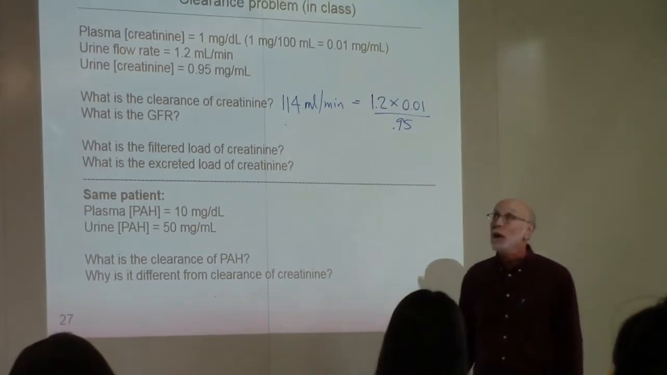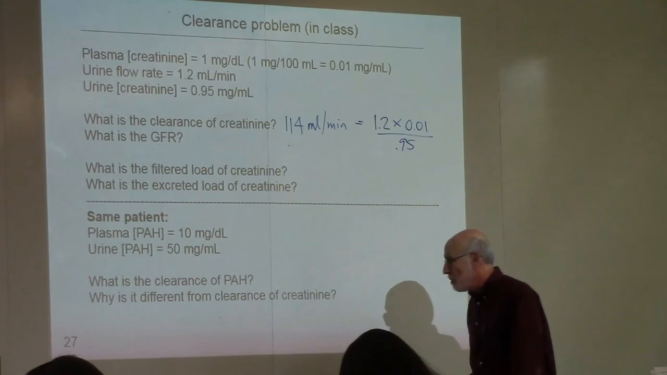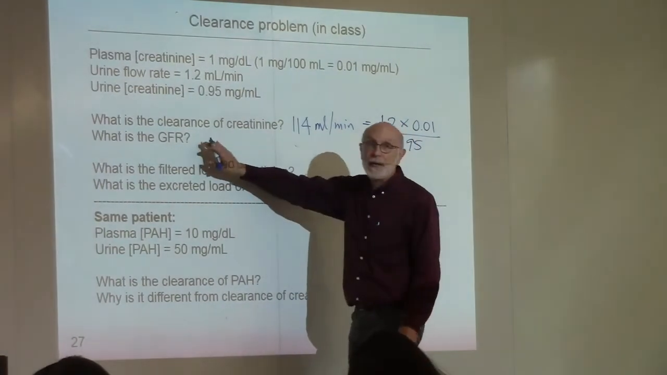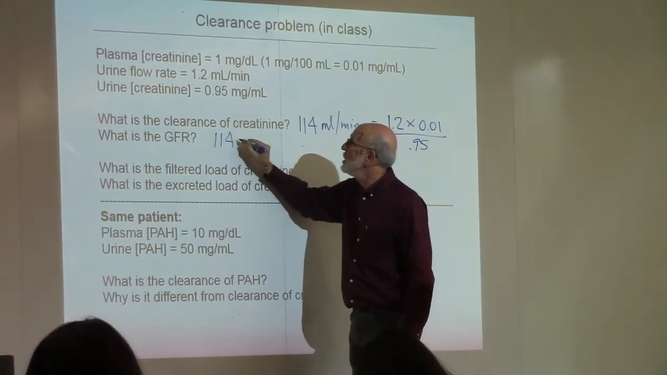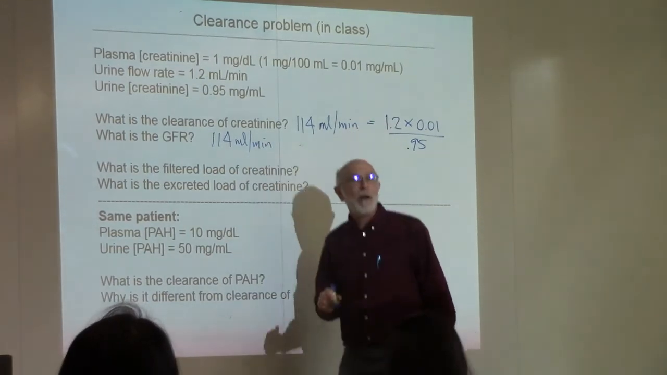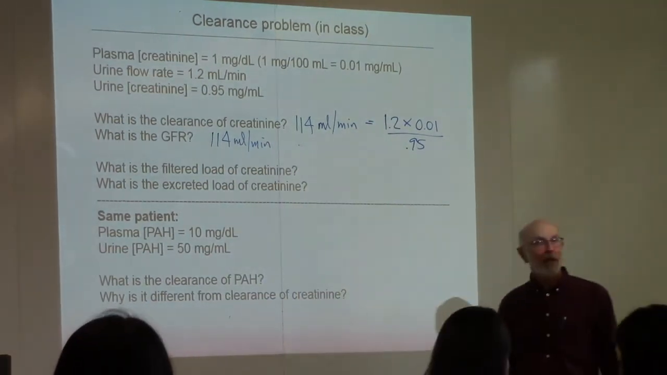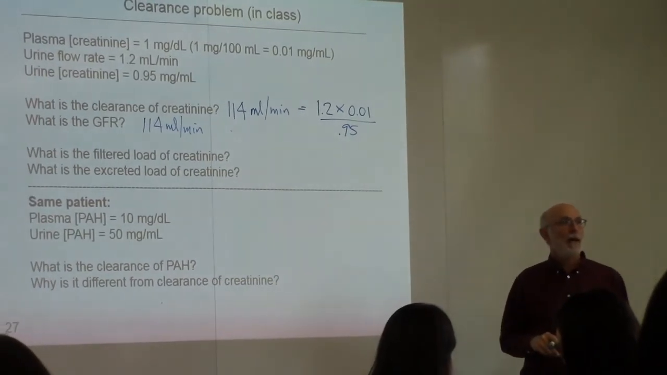What is the GFR of this patient? 114, because the clearance of creatinine is a measure of GFR. So the GFR is 114 mL per minute. So if I ask you what the GFR of a patient is, but I give you information about the creatinine concentrations, you can calculate the GFR from the creatinine clearance.